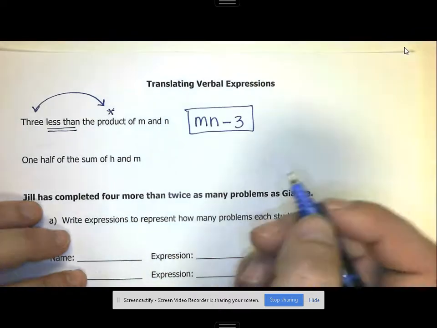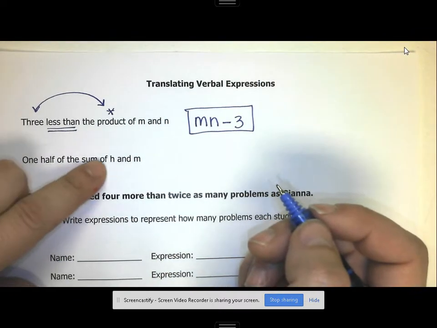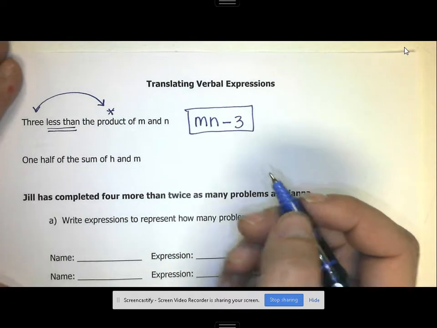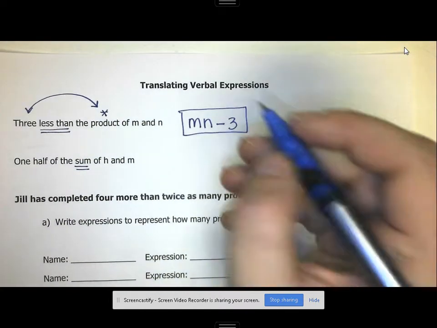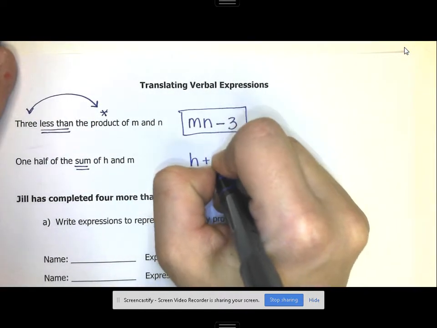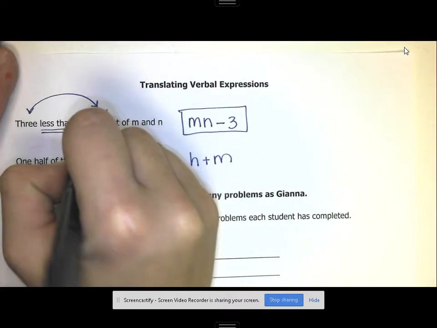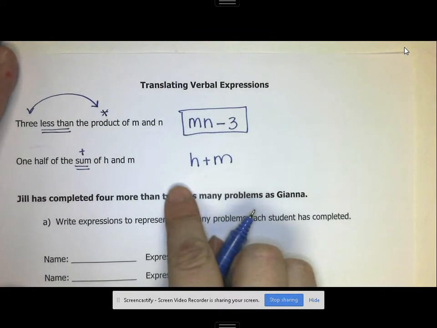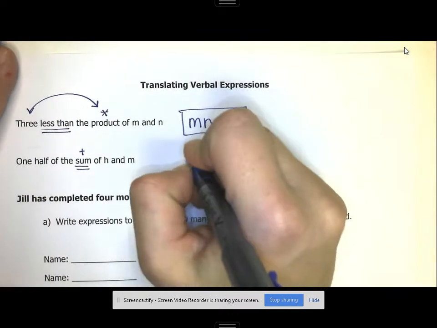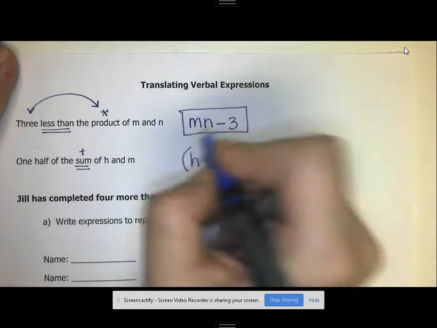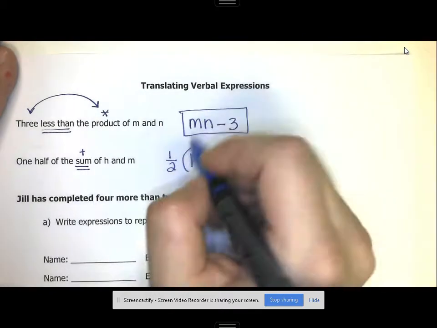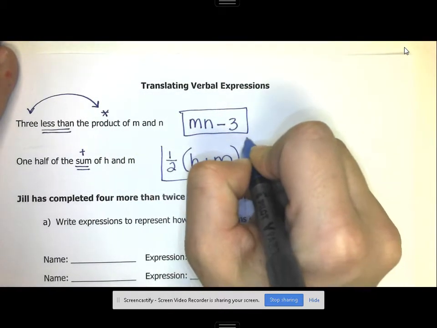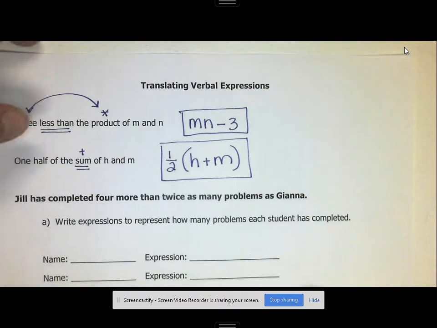The next says a half of the sum of h and m. So this is a half of the sum. So you want to find the sum of h and m, which you need to know is adding. But you want a half of this. So you want to take this and you want to multiply it by a half. So that would be a half the sum of h plus m.